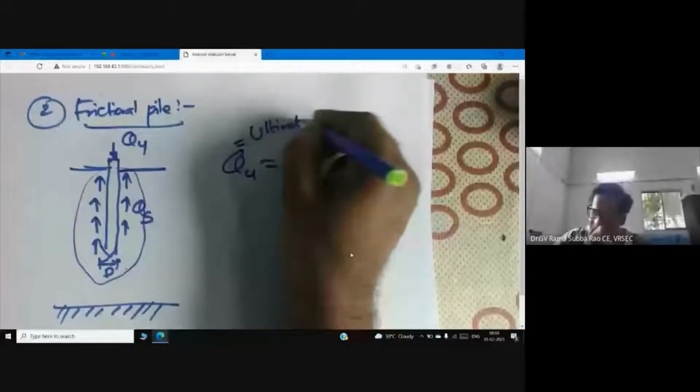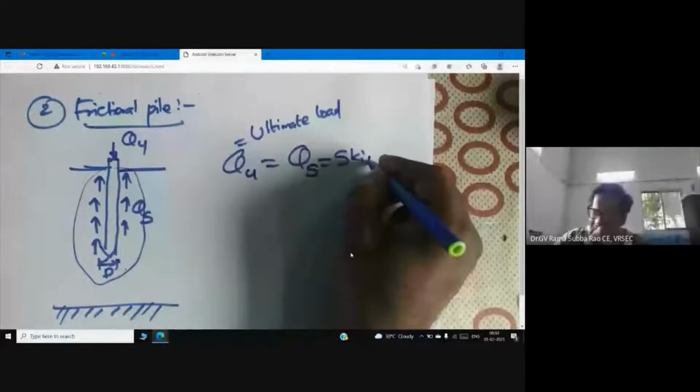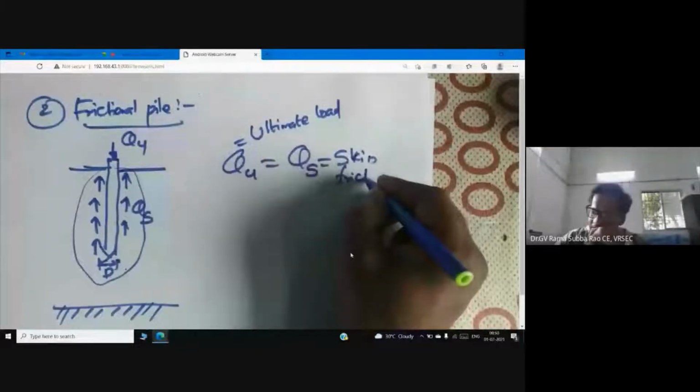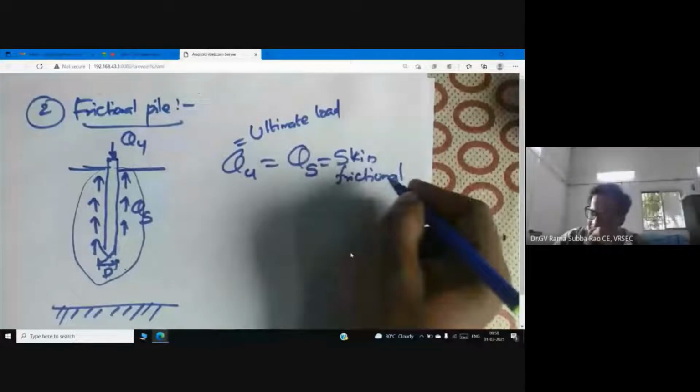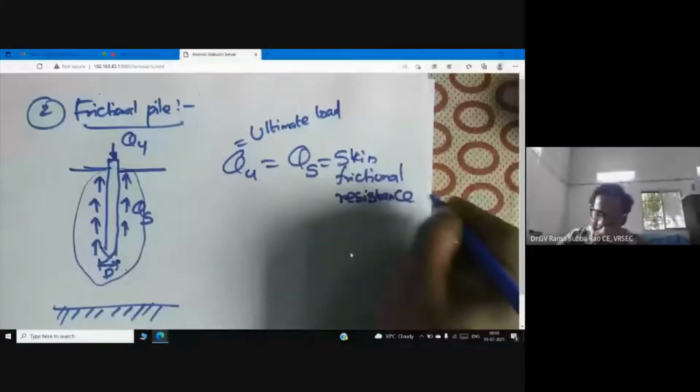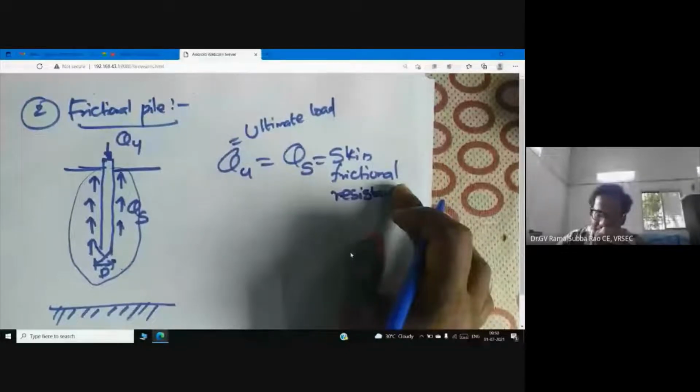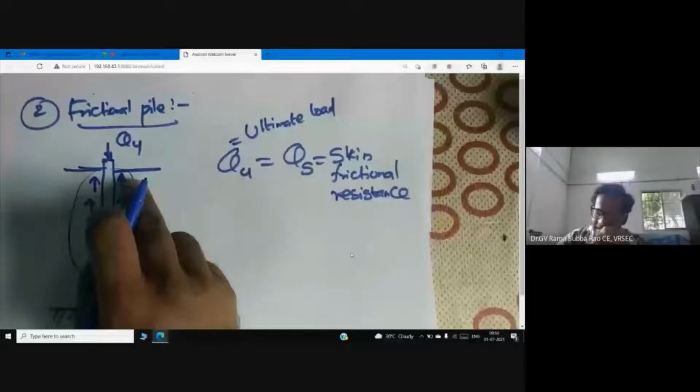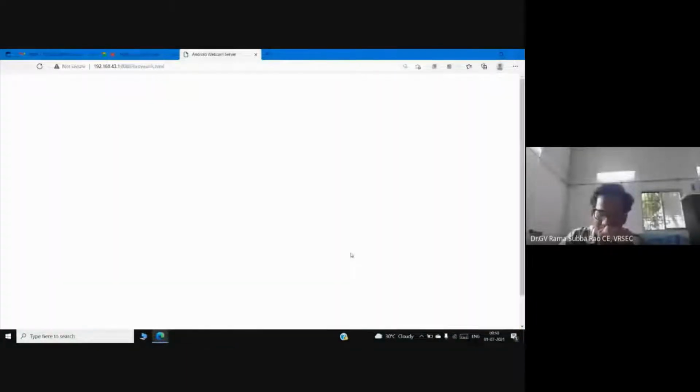Some foreign books write shaft resistance, but in the Indian context we are happy to use frictional resistance. Strictly speaking, this is surface area. If it is a cylinder, you know how to calculate surface area: perimeter into length, where this is the length of the pile. Many times we show circular piles. Yesterday I shared with you that we have different shapes of piles. Based on shape also we can categorize the piles.